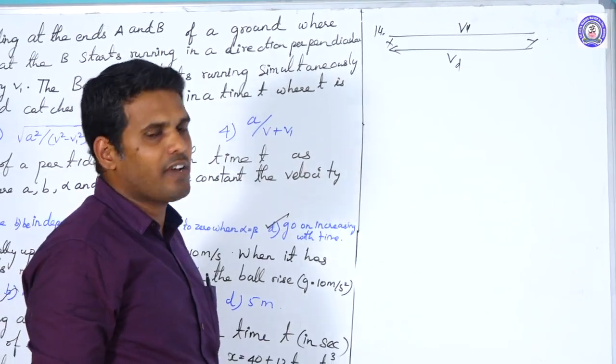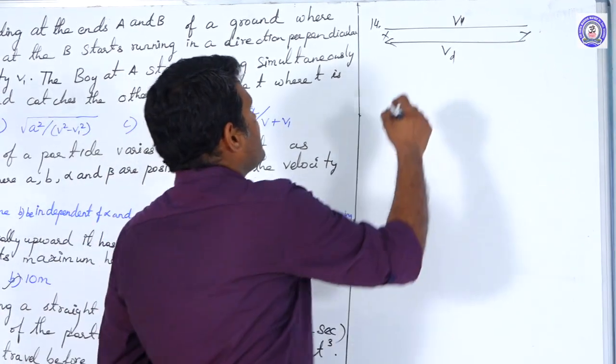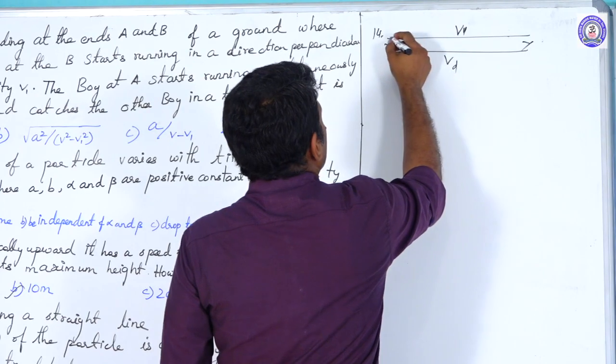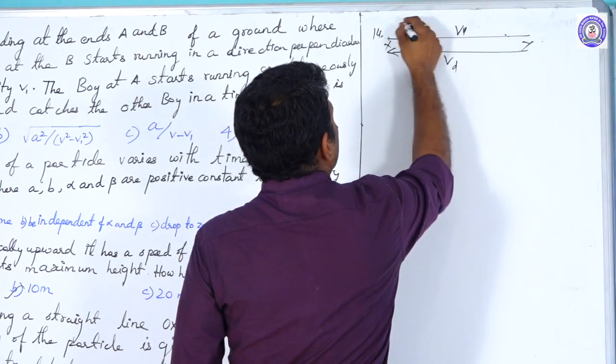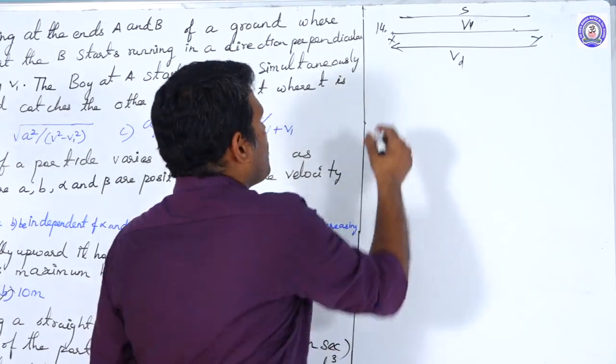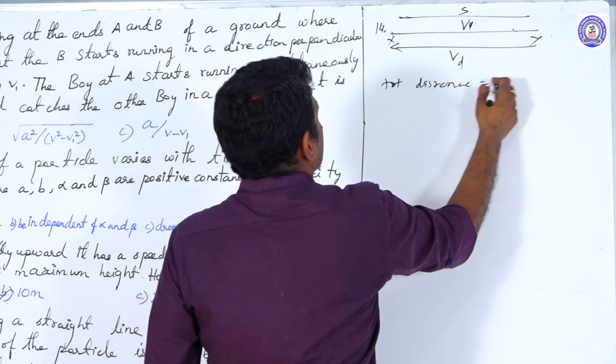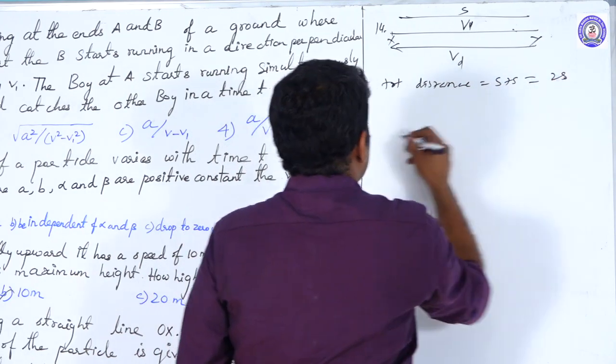We saw the expression for average speed: total distance traveled by total time. Total distance traveled can be simply expressed here. From x to y, distance is s. From y to x, distance is s. So total distance is s plus s. This is 2s.